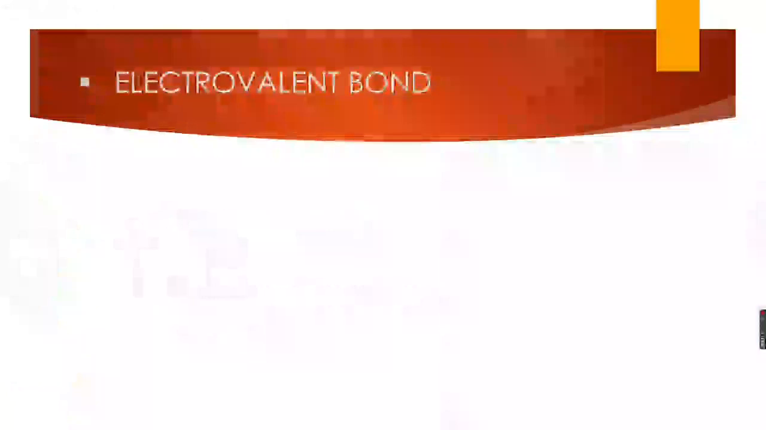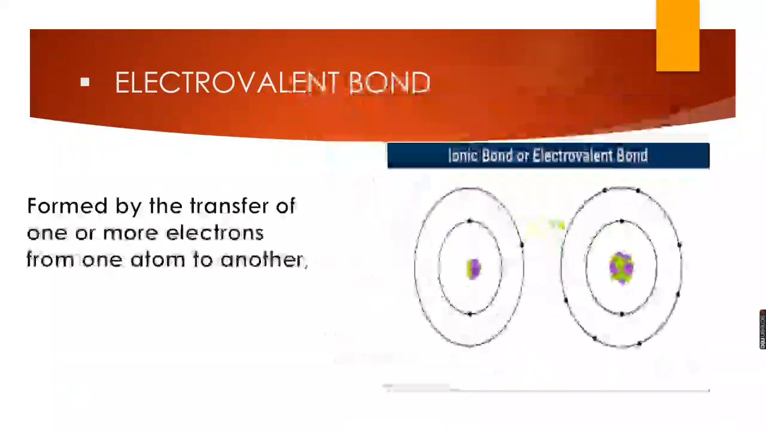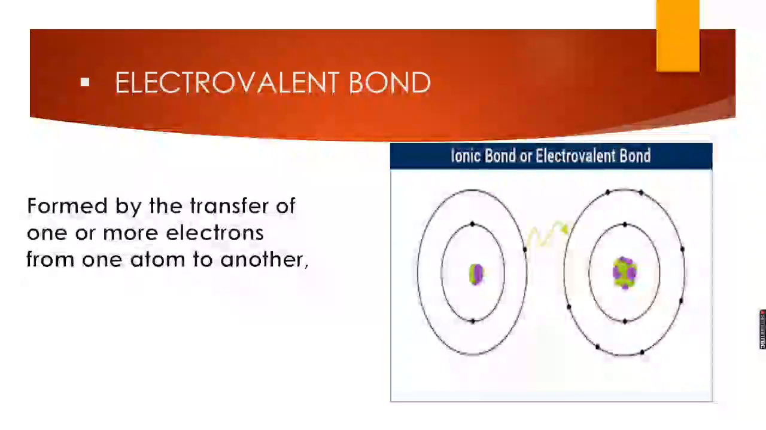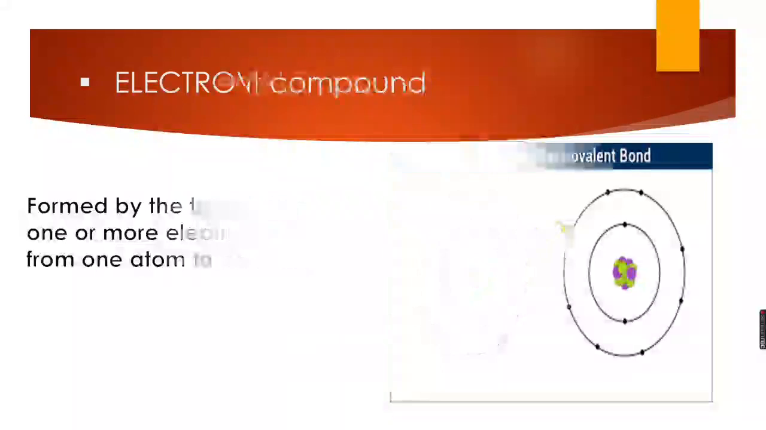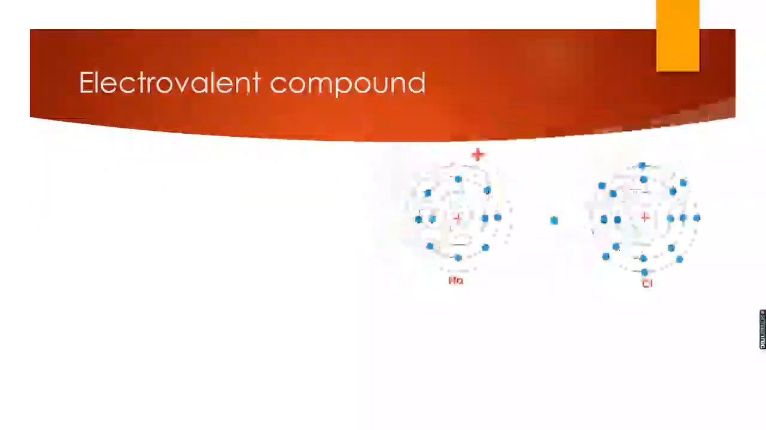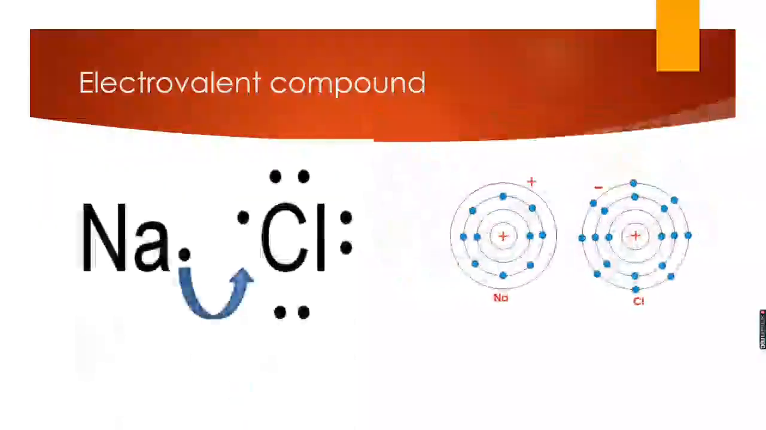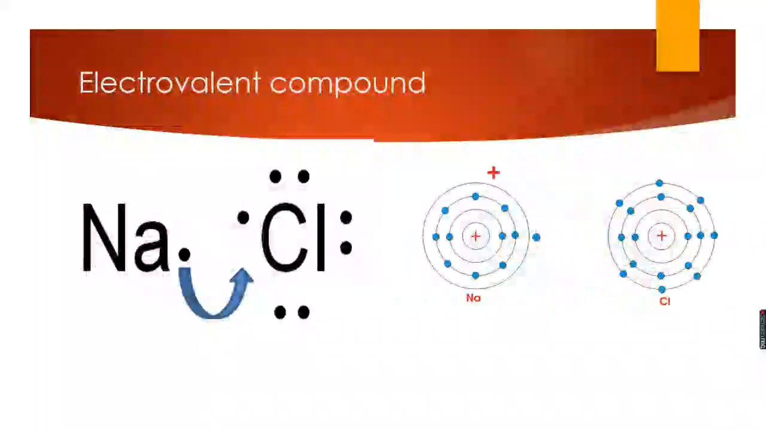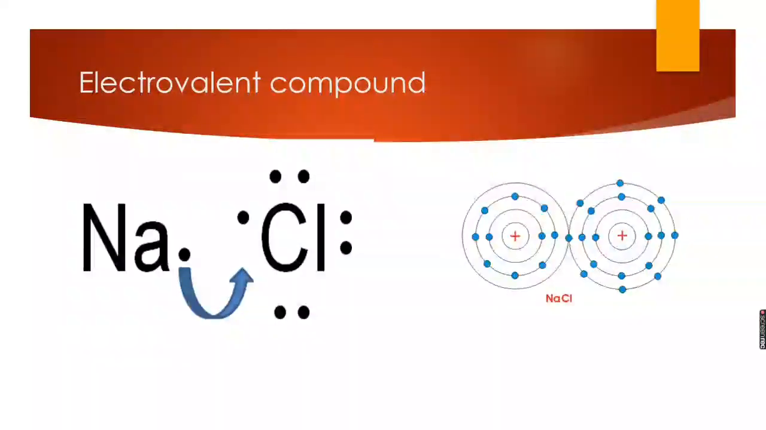So the first type is the electrovalent bond. So what is an electrovalent bond? An electrovalent bond is a bond which is formed by the transfer of one or more electrons from one atom to another. Now to make it easier, let's take an example of a compound which is sodium chloride. Now we can see that there is a transfer of one electron from sodium to chlorine, and therefore they come together in order to form a sodium chloride compound.